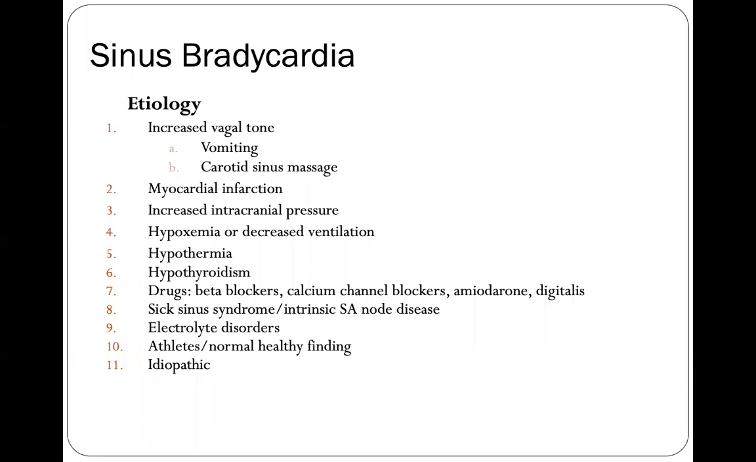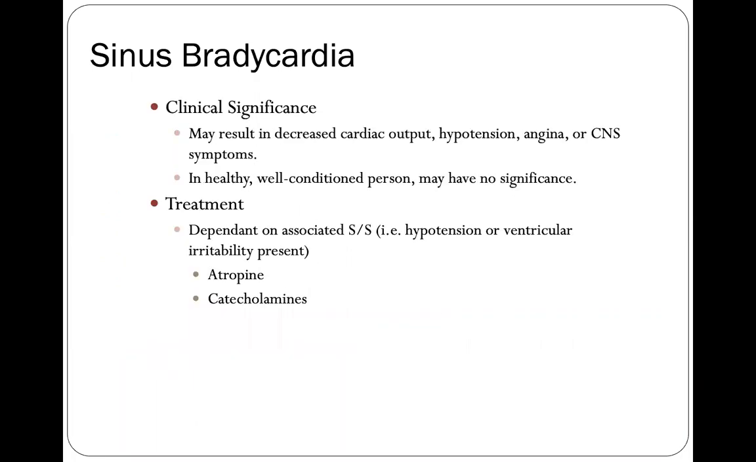Normal and healthy parasympathetic involvement will start to lower the person's heart rate below 60, and you'll have a sinus bradycardia as a normal variant. The clinical significance: it might result from, or might cause, a decrease in cardiac output, or it might cause hypotension or other types of symptoms if it came from a pathologic reason to begin with. Or in healthy people, it might have no significance whatsoever.